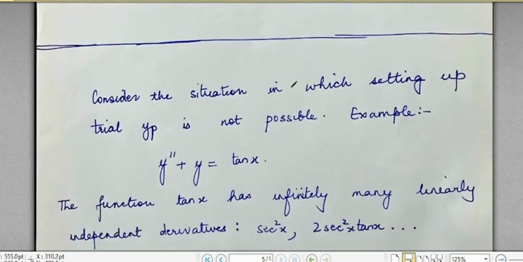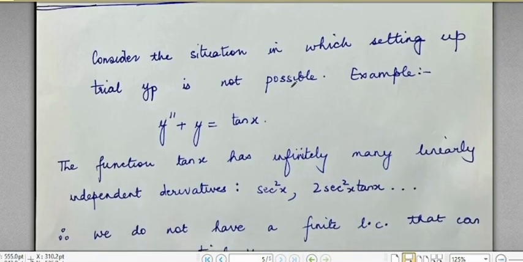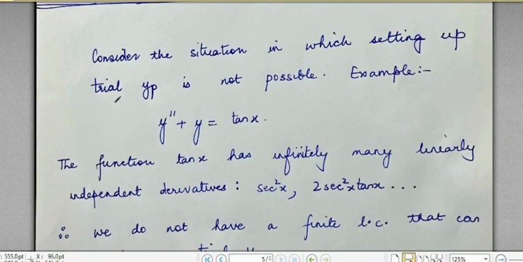Now let's have a motivation for the next video also here. Consider the situation in which setting up the trial yp would not be possible. In the previous 2 videos and today's video, we have learned the method of undetermined coefficients, which is all about guessing your trial yp. But guesses are not always possible. If the right hand side is not a nicely behaving function in terms of derivatives, then it will be very difficult for us to make a guess.